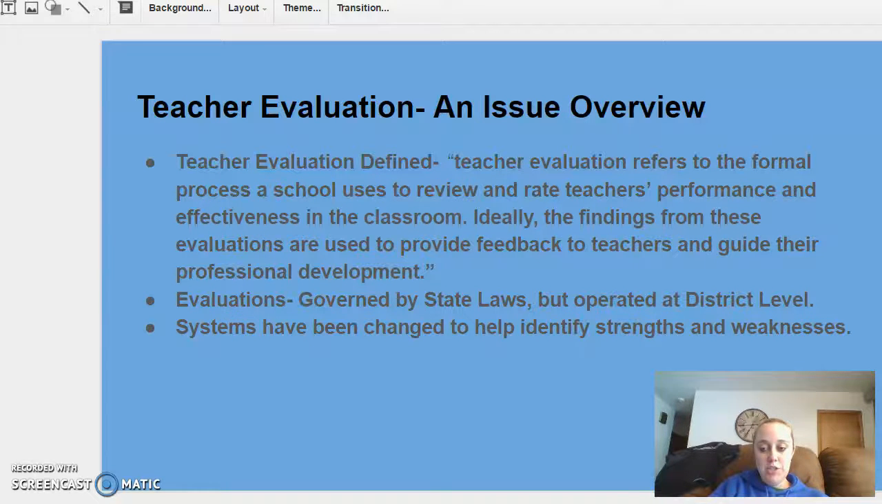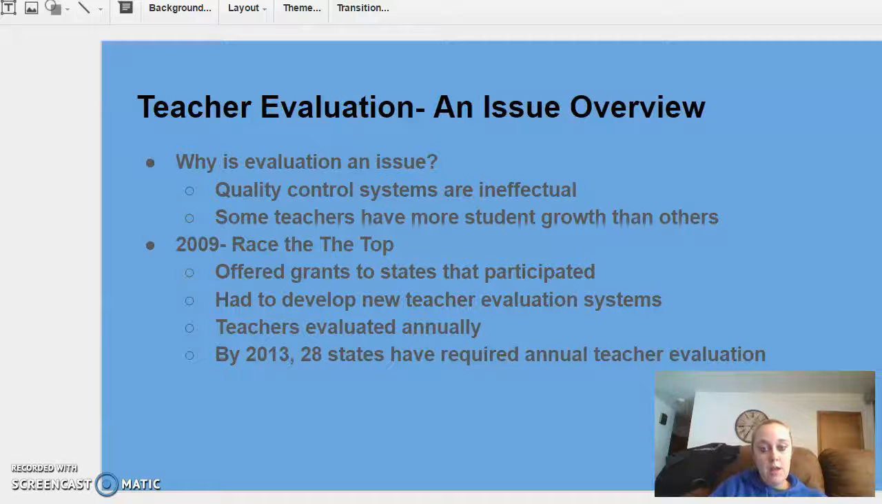So each district can pick their own evaluation tools based on their needs. Systems have been changed over the years to help identify strengths and weaknesses in teachers. So evaluation is an issue for a couple of reasons. One, the quality control systems were ineffectual, and some teachers have had more growth in their students than other teachers. And so basing a teacher's effectiveness on their evaluation and on student growth is ineffectual.